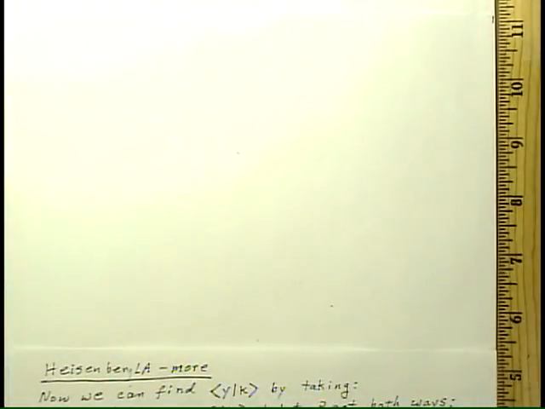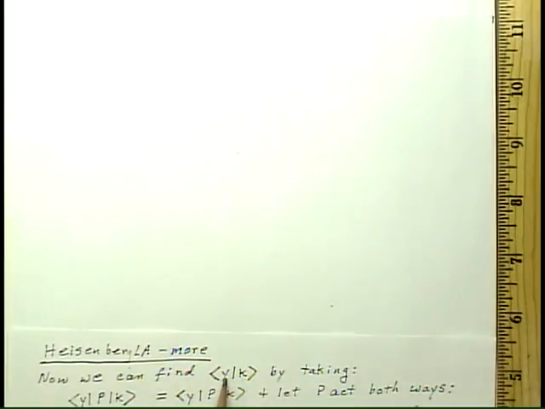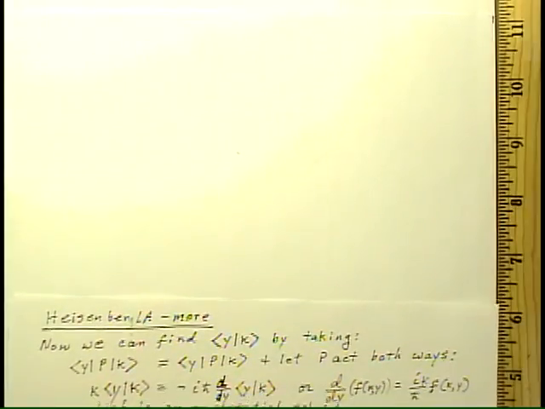We continue with the Heisenberg-Lie algebra. We now seek to find the projection of the position basis onto the momentum basis, or I should say, from the mathematical point of view, the basis where the operator x is diagonal versus the basis where the operator p is diagonal. Now, how do we find the projection of one of these basis vectors on the other basis vector?